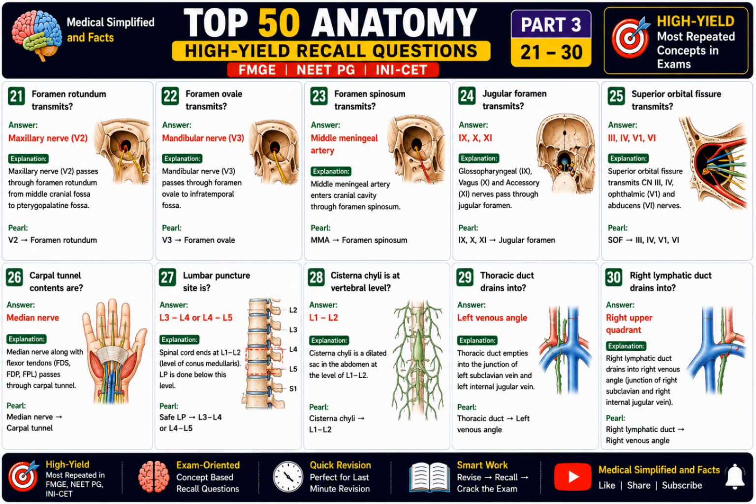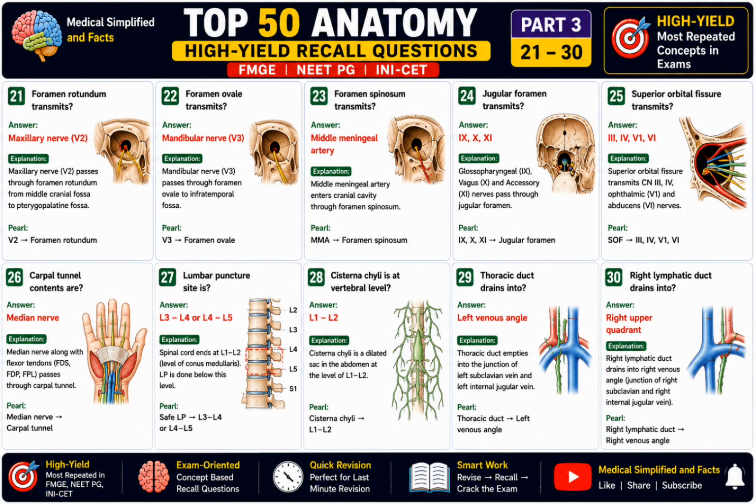Question 26. What are the contents of the carpal tunnel? Answer. The median nerve. It passes through the carpal tunnel along with the flexor tendons, FDS, FDP and FPL. Question 27. What is the lumbar puncture site? Answer. L3 to L4 or L4 to L5. The spinal cord ends at L1 to L2, the level of the conus medullaris, so LP is done safely below this level.